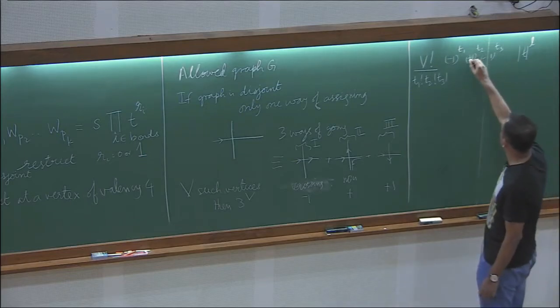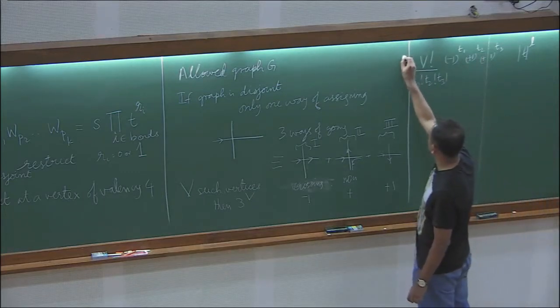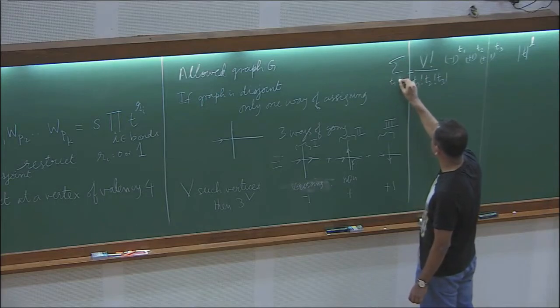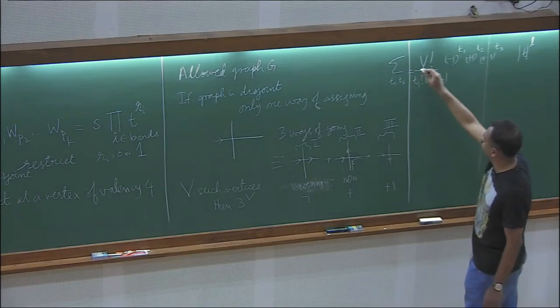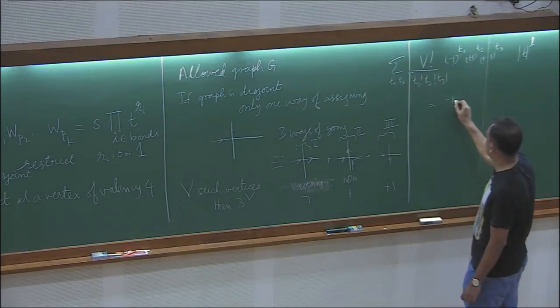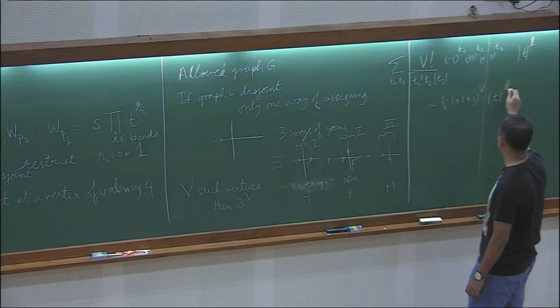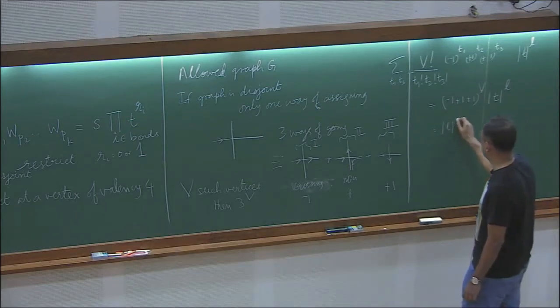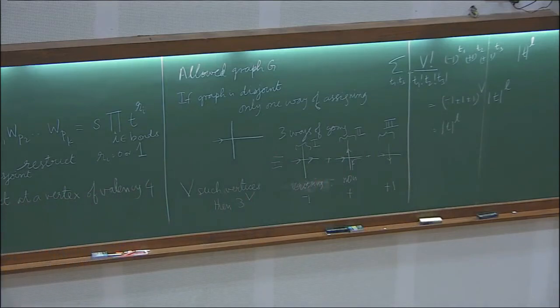And then there's a sum over t1 to t3. But this is a multinomial sum. So this is equal to -1 plus 1 plus 1 to the power v mod t to the power n, which is mod t to the power n, which is the weight of a graph. So that is the argument, which is the weight of a graph here.